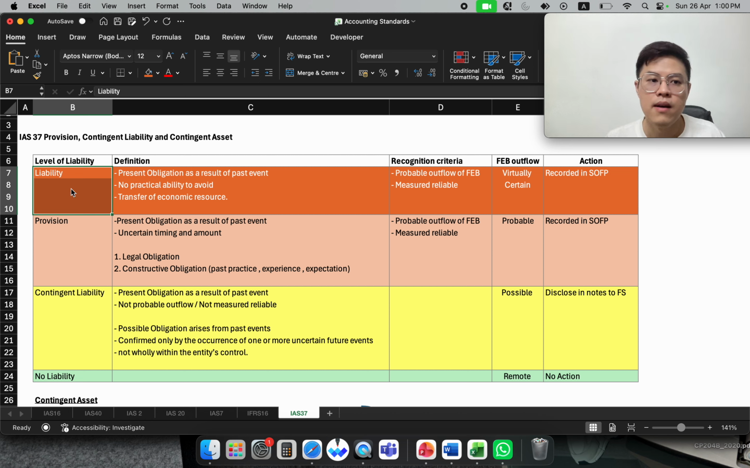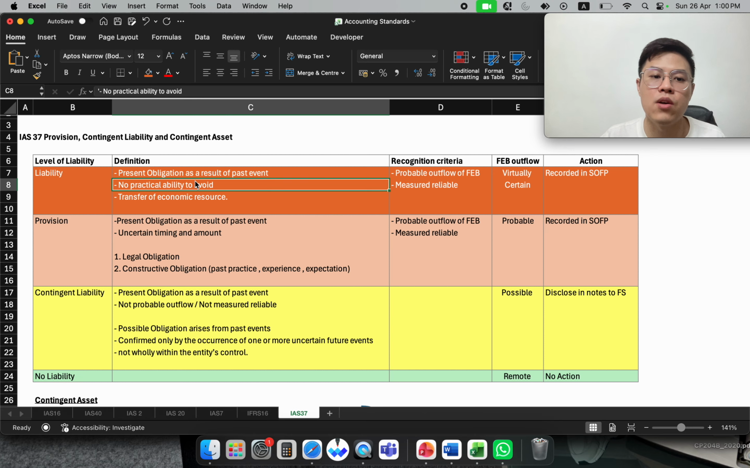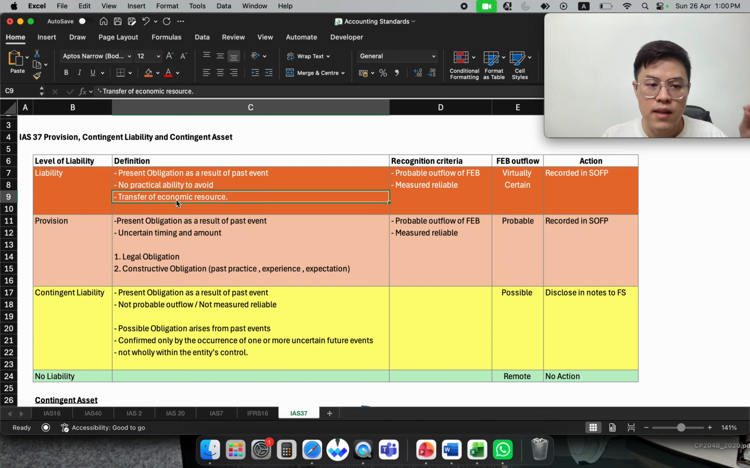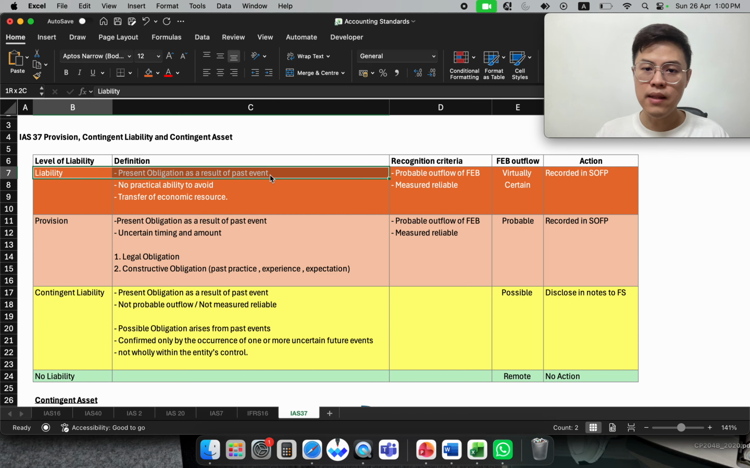For example, I buy goods from other people. I get the goods, and in return I need to pay money. This is the so-called present obligation. I have no practical ability to avoid it, something mentioned in the conceptual framework. And this present obligation will result in a transfer of economic resources, meaning to say I need to use my asset to pay my liability. Therefore, it is my liability.